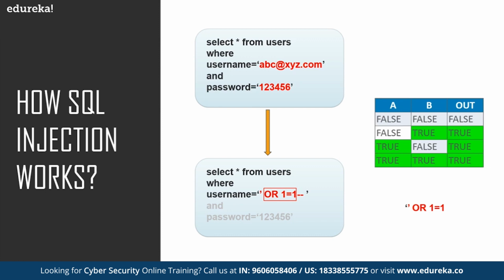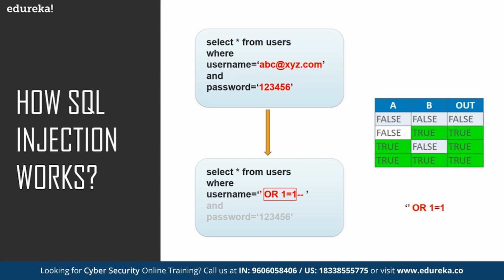Now if you see this, there are two inputs. There's the OR function, and there's one input on the left hand side and one input on the right hand side. What we are interested in is the statement to the right hand side of the OR function, that is 1 equal to 1. This is a statement that will always return true, because 1 is always equal to 1.